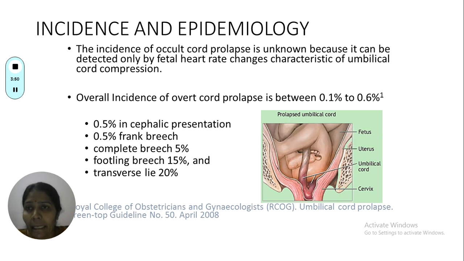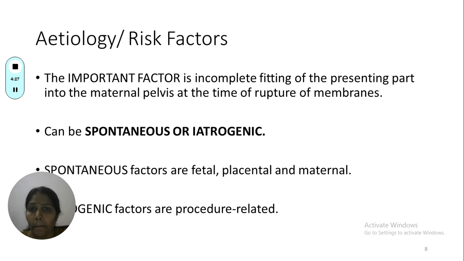So coming to cord prolapse, what is the incidence and epidemiology? The incidence of occult cord prolapse is unknown because it can be detected only by fetal heart rate changes characteristic of umbilical cord compression, that is variable decelerations. But the overall incidence of overt cord prolapse is 0.1 to 0.6%. Of these, it is most common in the transverse lie at 20%, footling presentation 15%, complete breech 5%, 0.5% in frank breech, and 0.5% in cephalic presentations.